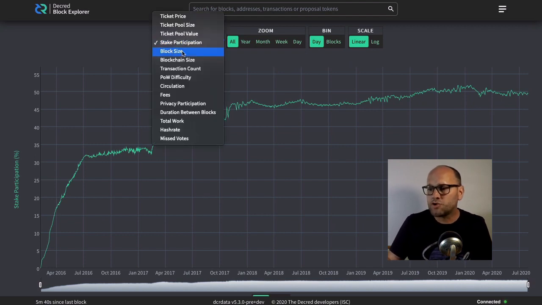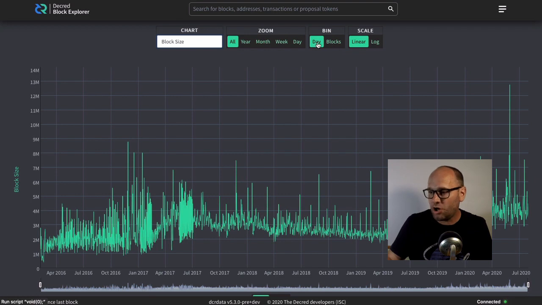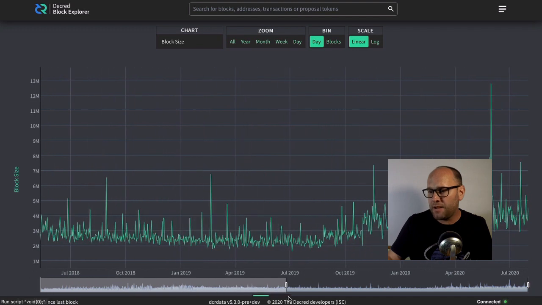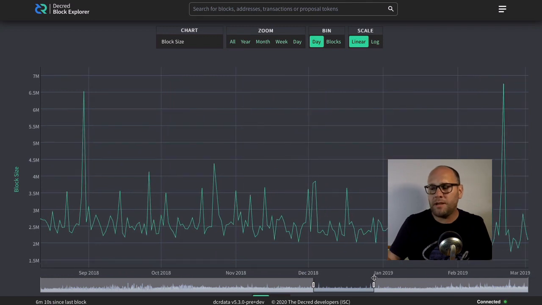So moving on to block size. If you know anything about the block size debate, the Bitcoin block size is currently 1 meg, and there was this big debate over whether they should make the block size bigger. As you can see from ours, we're looking at the day chart here, the day bin. But if we go into a particular area, you can actually see how big a block is. Now on the Decred chain, the maximum size a block can be is 400 kilobytes, which is just short of half a meg, and we produce a block every 5 minutes.